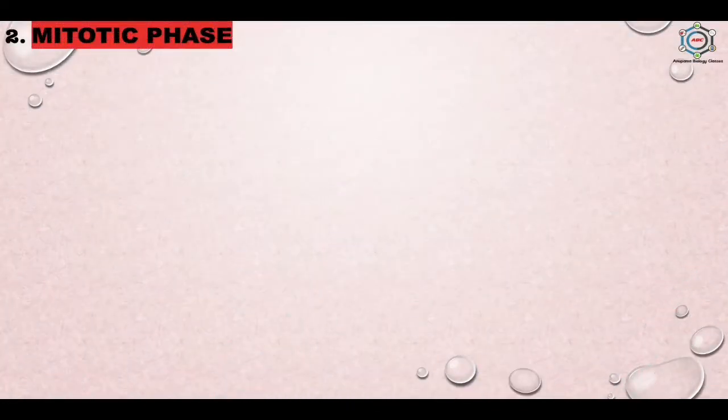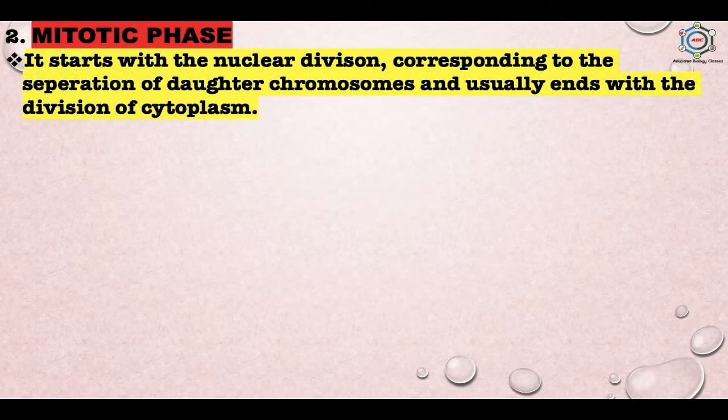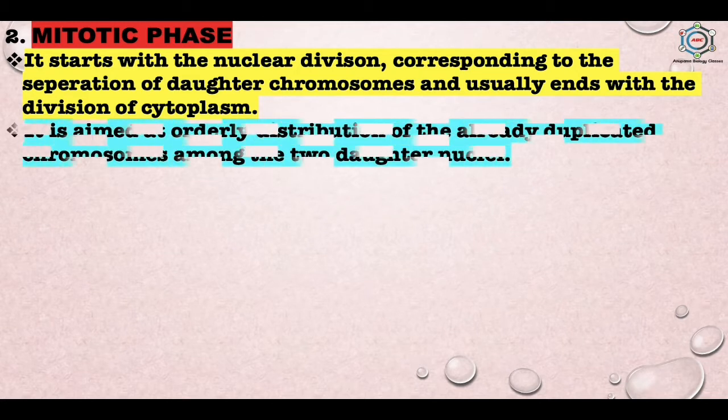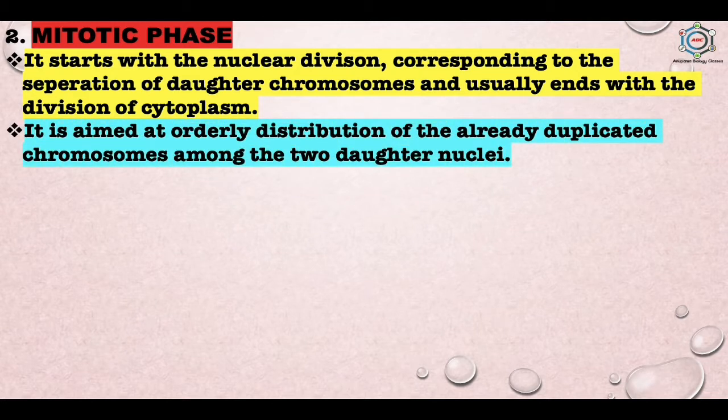Now, the second phase of the cell cycle is the mitotic phase. It starts with the nuclear division corresponding to the separation of the daughter chromosomes and usually ends with the division of cytoplasm. It is aimed at orderly distribution of the already duplicated chromosomes among the two daughter nuclei. After mitosis, cytokinesis occurs, where two daughter cells separate, which are diploid and contain identical sets of chromosomes and exactly the same hereditary information as the parent cell.